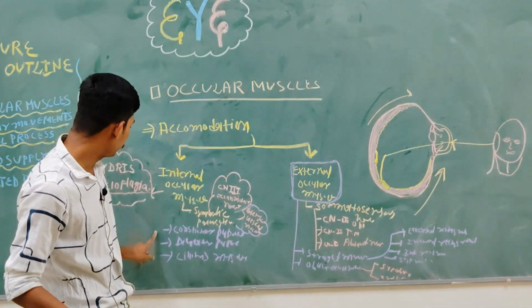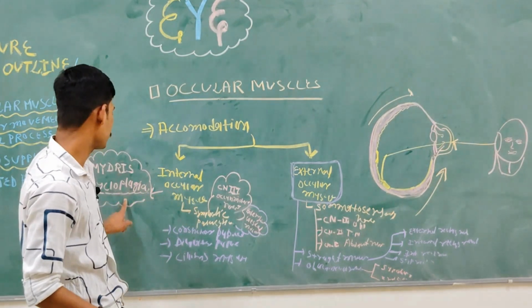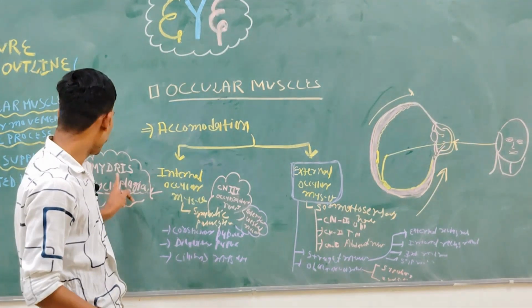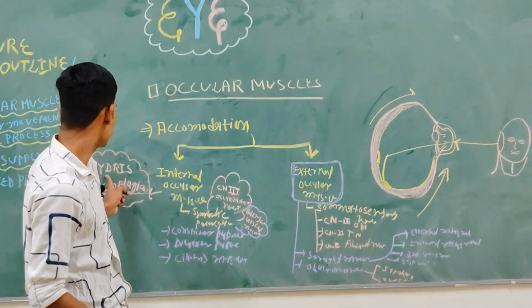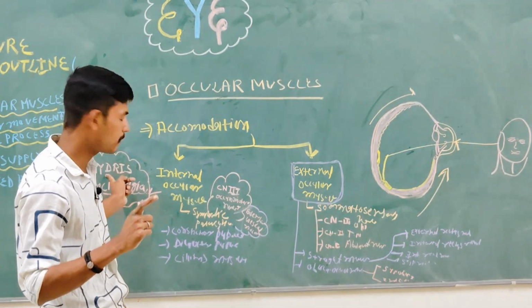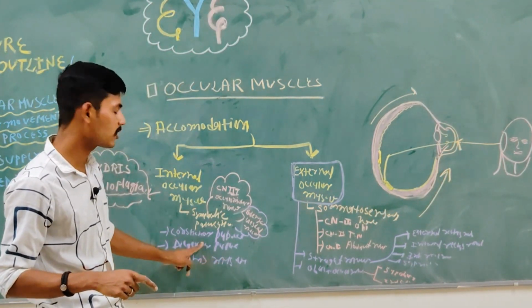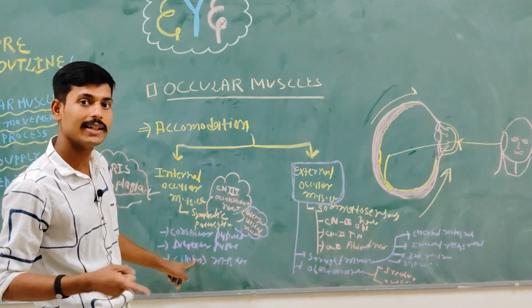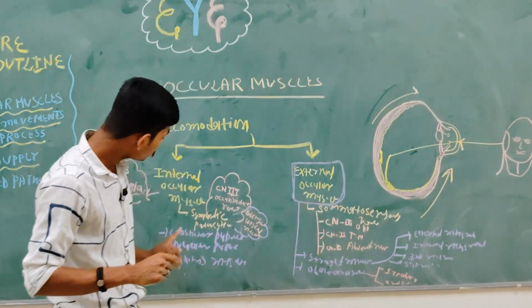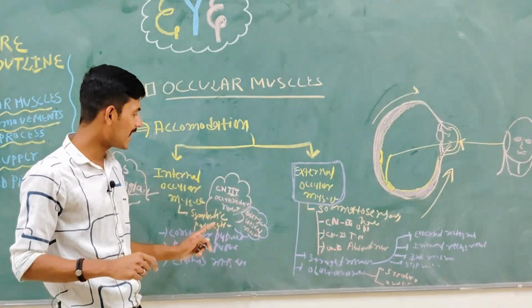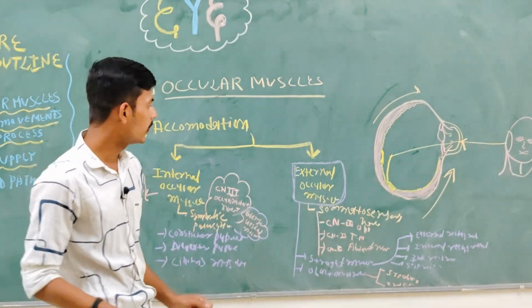Understood? If there is a problem in the internal ocular muscle, a paralysis, then the condition is called cycloplegia. If there is a failure of the ciliary muscles, then the condition is called mydriasis, pathologically dilated pupils. There are 3 internal ocular muscles: the constrictor pupillae, the dilator pupillae, and the ciliary muscles. These nerves originate from the Edinger-Westphal nucleus.